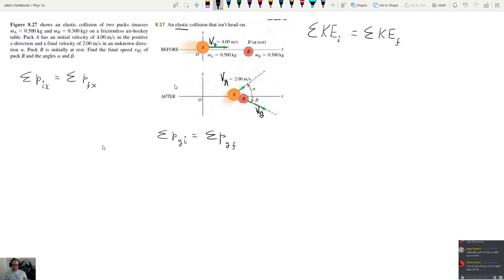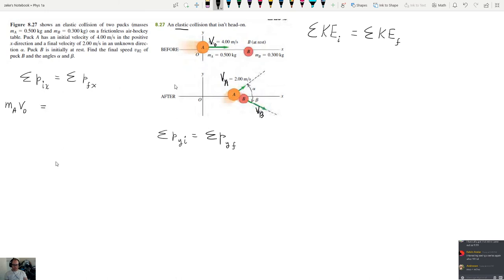What can I write down for the left-hand side of this equation, the initial momentum of the system in the x direction? This one is moving, but this one isn't. So it's just going to be the mass of object A multiplied by its initial velocity, which we're calling V initial. This one doesn't have any momentum, right?